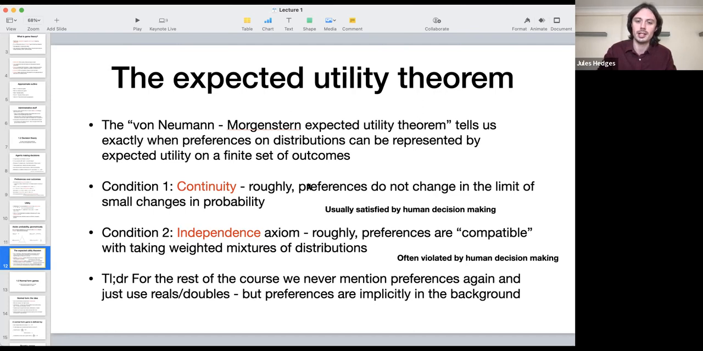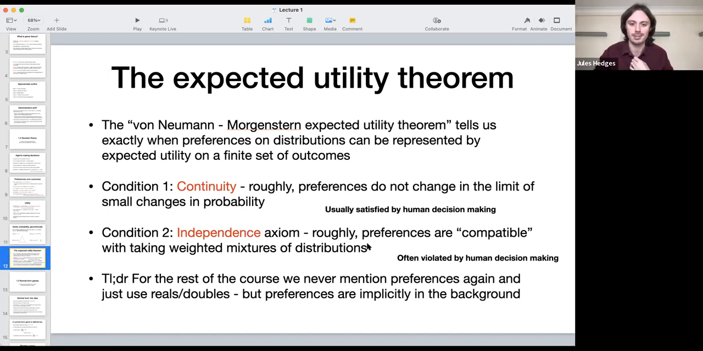I'm not going to say them exactly because they're kind of technical and mathematical. But the first condition is called continuity, and it roughly says that if you make very small changes of probability, then in the limit, your preferences can't change. The TLDR from psychological economics is that human decision-making usually satisfies this one. The second condition is called independence, which says roughly that if you take weighted mixtures of probability distributions, then preferences change in a compatible way. And this one is very often violated by human decision-making.